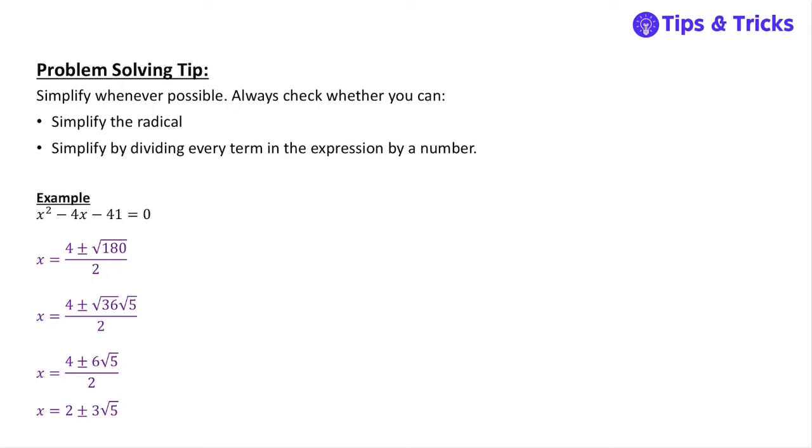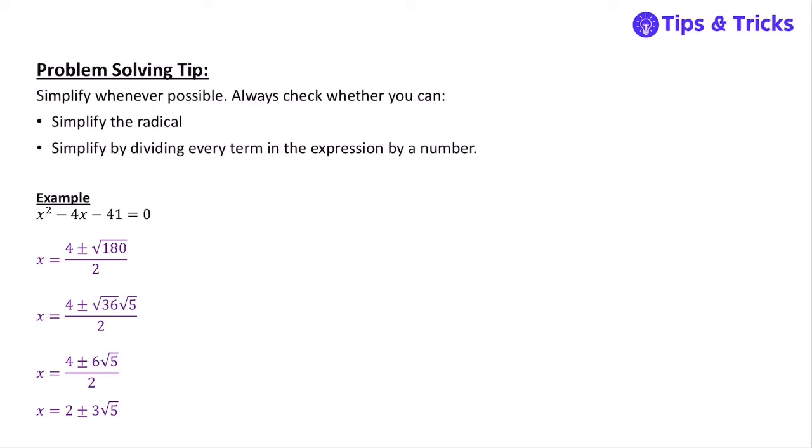if we plug into the quadratic formula, we get 4 plus or minus the square root of 180 over 2. Well, the square root of 180, we can simplify. That's going to be the square root of 36 times the square root of 5. The square root of 36 is 6, so we have 4 plus or minus 6 square root of 5 over 2. Notice that all of these values, 4, 6, and 2, are divisible by 2.